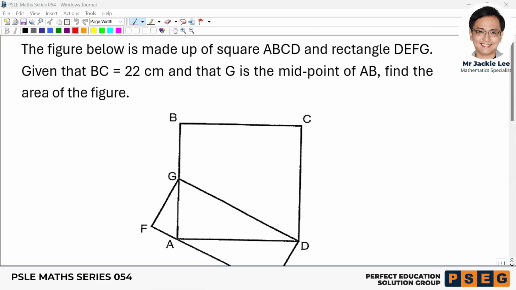Let's look at this figure. There's a square ABCD, and then the rectangle DEFG. This dimension we have to take note of. BC is 22 cm. G is the midpoint, actually the midpoint of AB. So the question eventually is just to find the area of the whole figure here.